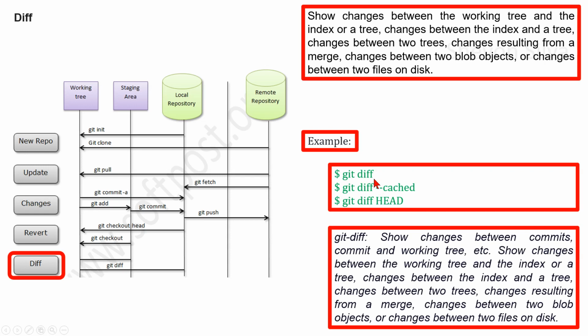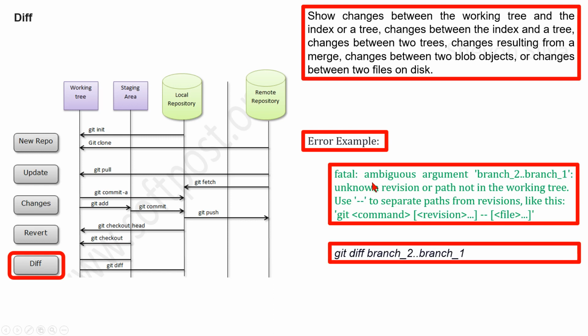Git diff shows changes between commits, commit and working tree, etc. It shows changes between the working tree and the index or a tree, changes between the index and a tree, changes between two trees, changes resulting from a merge, changes between two blob objects, or changes between two files on disk.